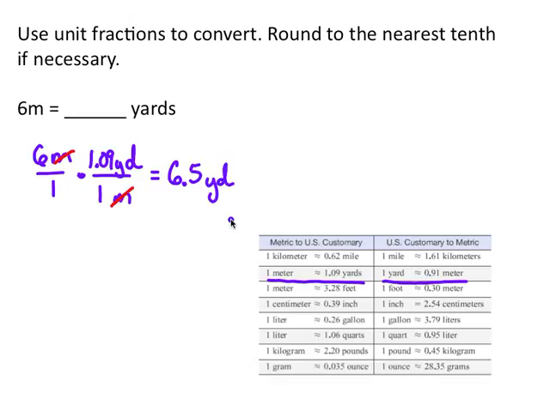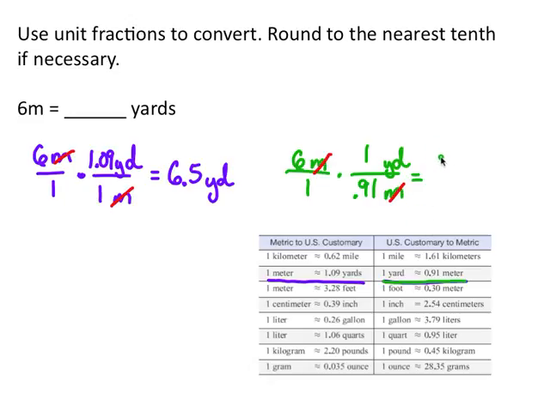Okay, let's show you what happens if you do it the other way. So we'll do this one in green. Same idea though, you start with 6 meters over 1. And again, we want to cancel meters, so they're on the bottom, yards go on top. This one says 1 yard is equal to 0.91 meters. So we say 1 yard, 0.91 meters.